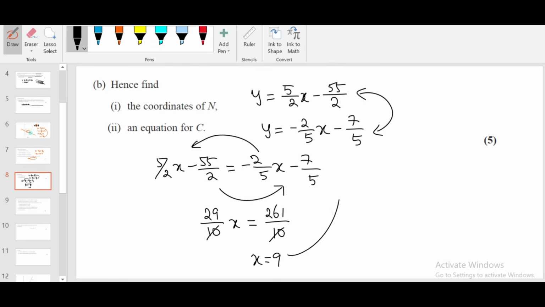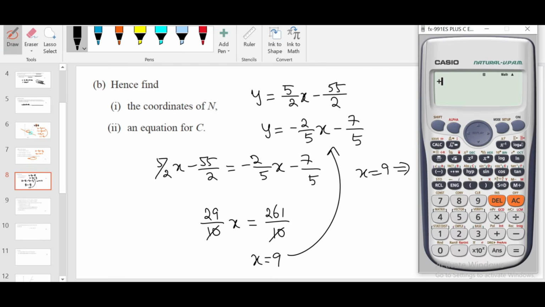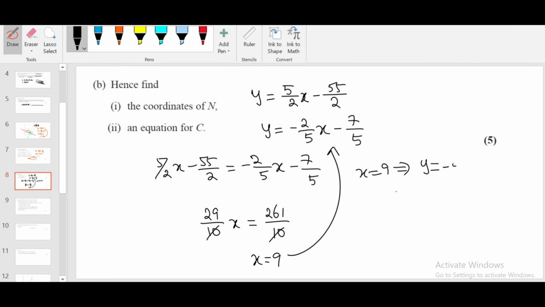Sub in x is equal to 9 into any one of the equations. Maybe use the first one or the second one: y equals -2/5 times 9 minus 7/5, which is negative 5. So the point N is (9, -5). That's all. Part C, find the equation of the circle.